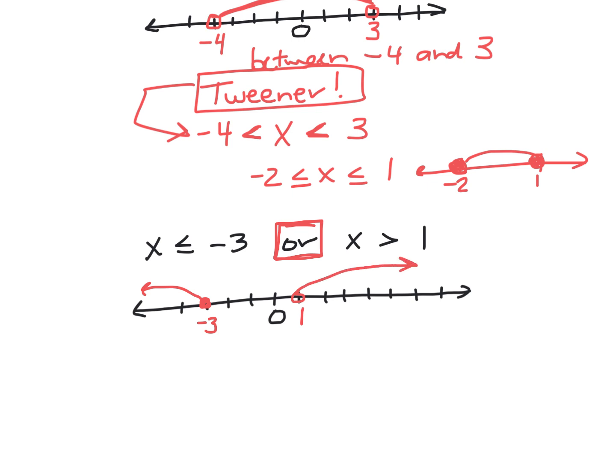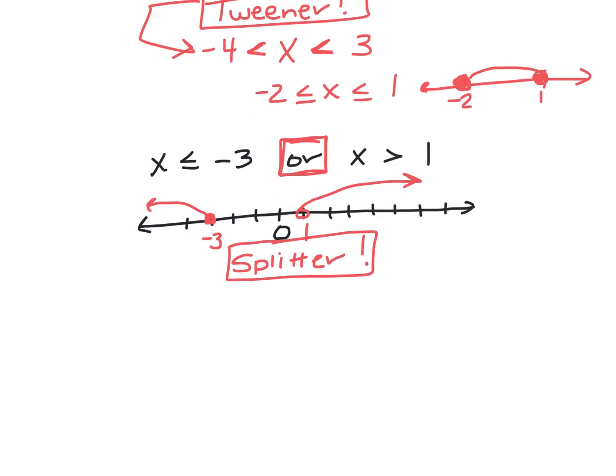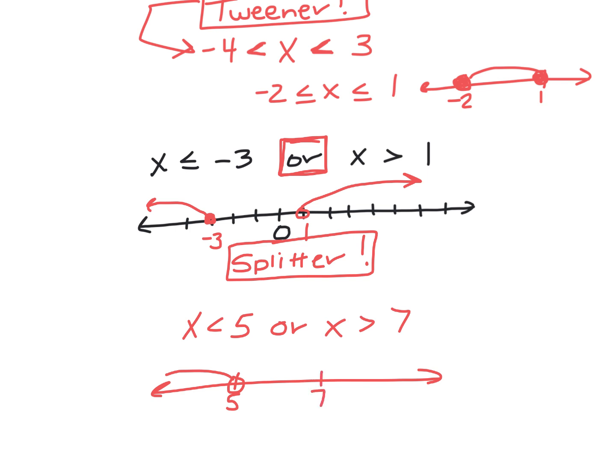So you can see, in this case, we're talking about what I'm going to refer to as a splitter. It's an "or" statement, and all "or" statements are going to be basically splitters when they're graphed. So another example of this might be like x is less than 5 or x is greater than 7. This would be shown as less than 5, greater than 7. You can see it is a splitter.